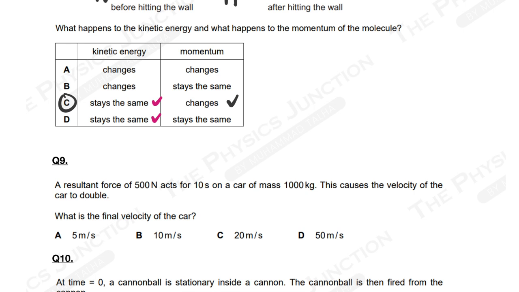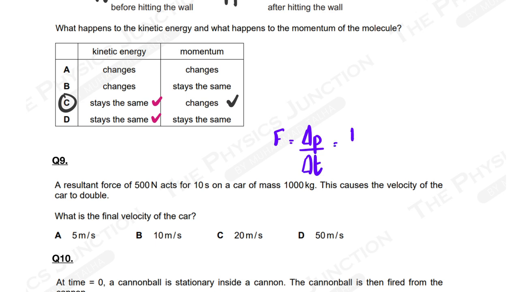Question number 9. A resultant force of 500 Newton acts for 10 seconds on a car of mass 1000 kg. This causes the velocity of the car to double. What is the final velocity of the car? So again, force as the rate of change of momentum. Let's say initially it had some speed v and then it became 2v, right? Because it doubles.